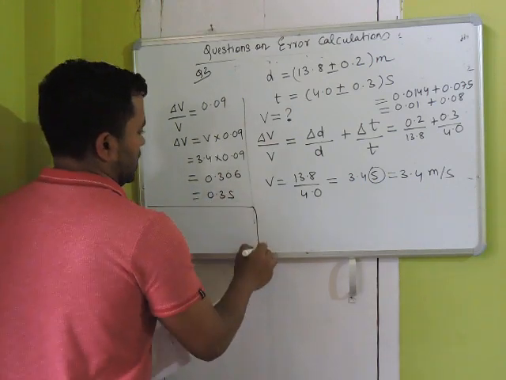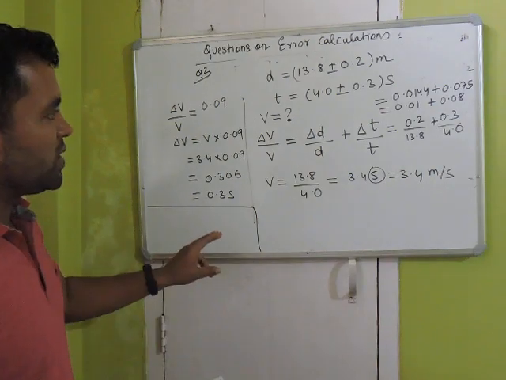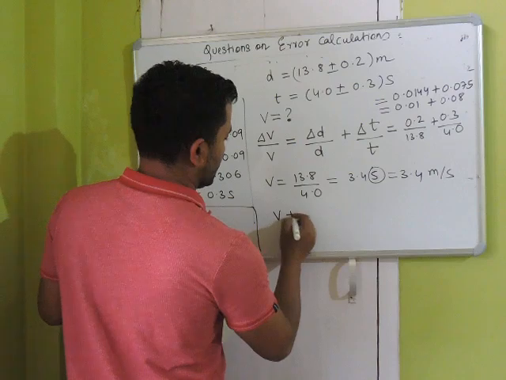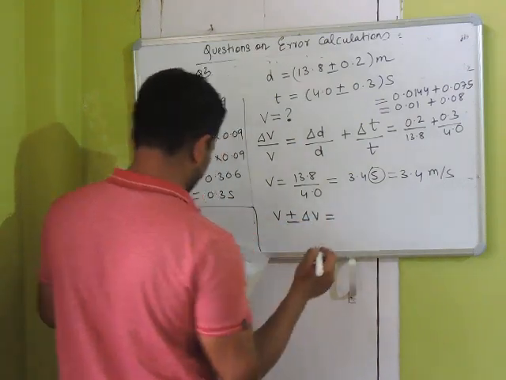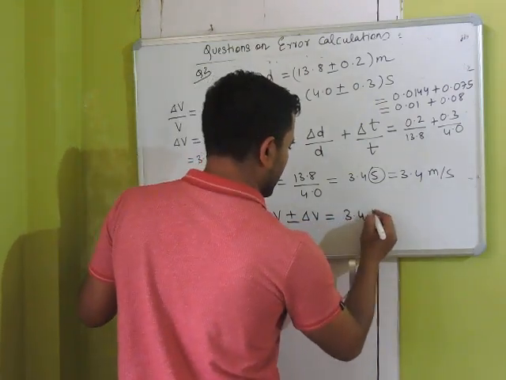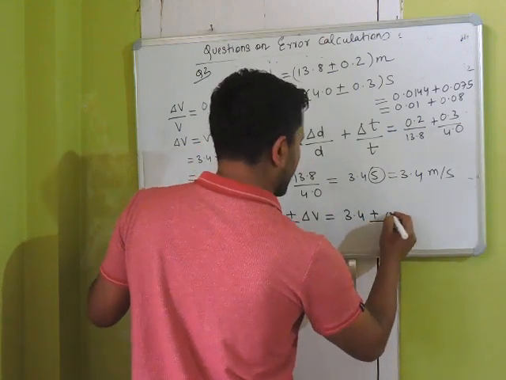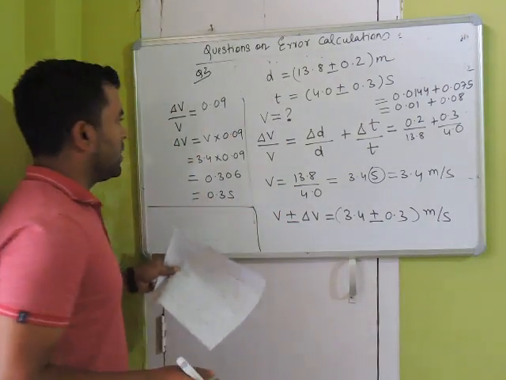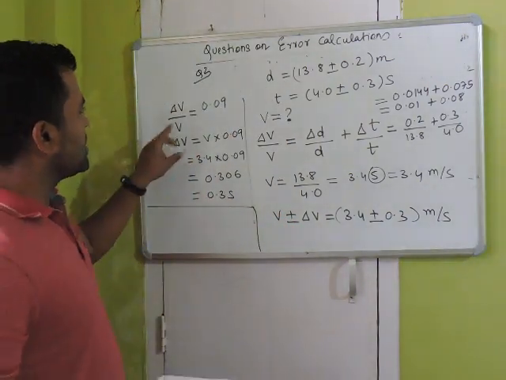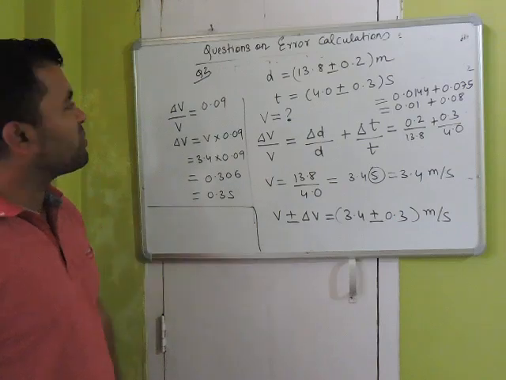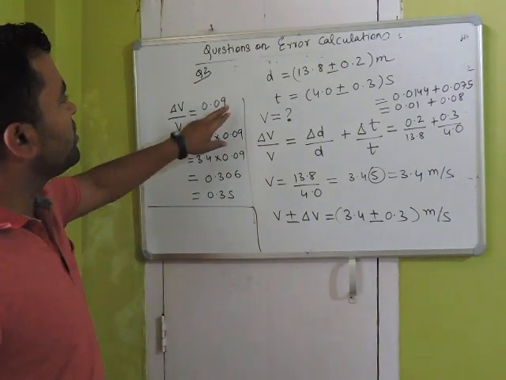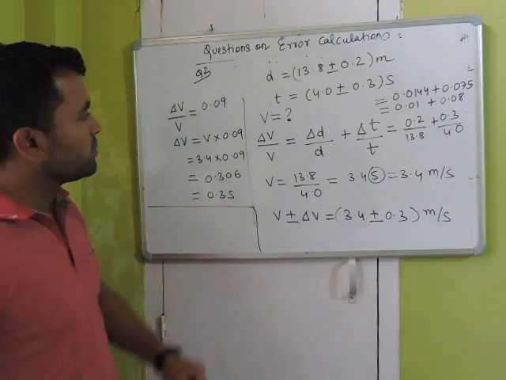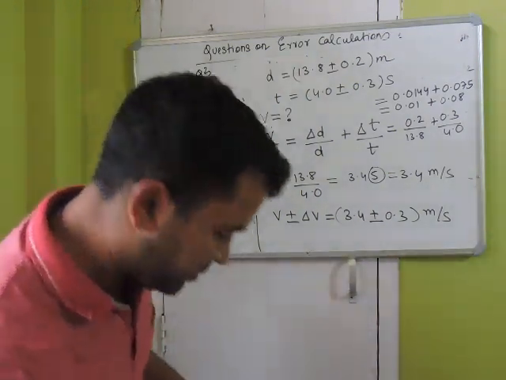Now, the result of the velocity should be represented like this: V plus minus delta V, which is 3.4 plus minus 0.3 meter per second. Okay, one thing I will just say, this is the fractional error. If you want to calculate the percentage error, you have to multiply it by 100%. So this is 9% error, right? That you guys can do.